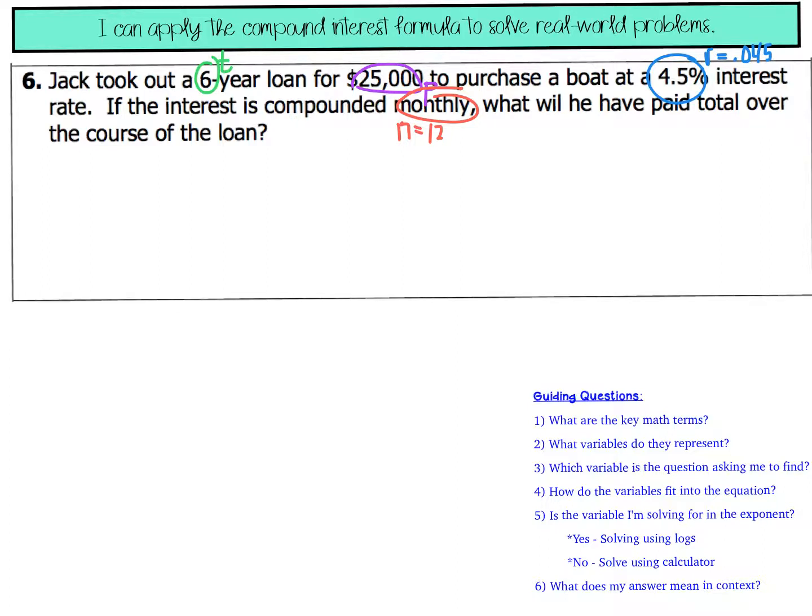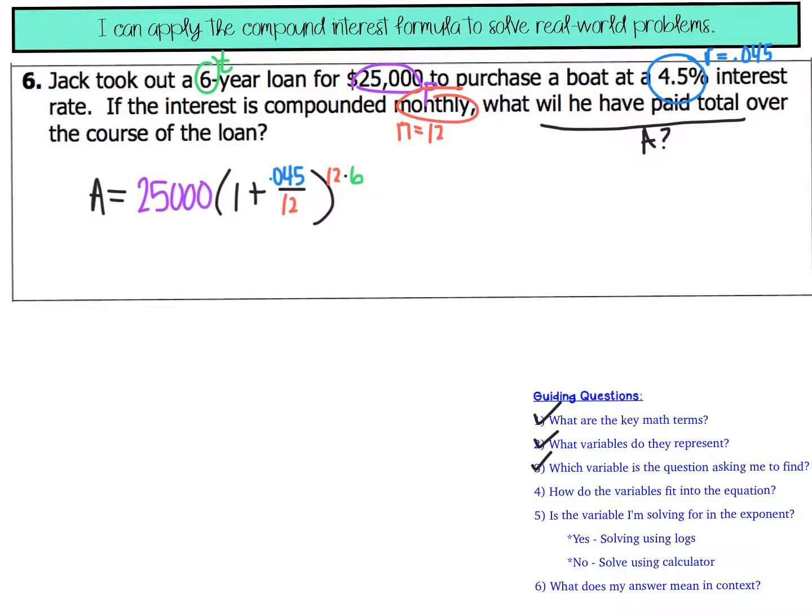What will he have paid? So that is looking for the total, so that's going to be the A, or the account balance, over the course of the loan. So that is what I am looking for. That's what the question is asking, is for A, when I know what n and t and r and P are. All right, so how do the variables fit into my equation? So I'm simply going to type them into my equation. So hopefully when you typed them in, you were able to get A equals 25,000 times 1 plus 0.045 divided by 12, to the 12 times 6.